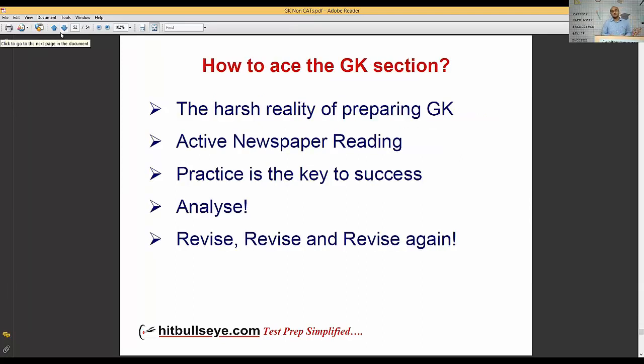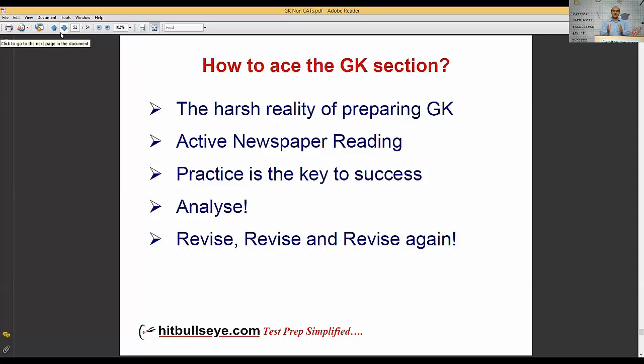Moving on, again, continuing with the strategy of preparing the GK section. First of all, you have to realize the harsh reality of preparing for general knowledge. Again, I've emphasized earlier, it requires a lot of effort. It will take a lot of patience. It will take a lot of time. You would think that I'd rather do quant instead of GK. Such doubts will come to mind.